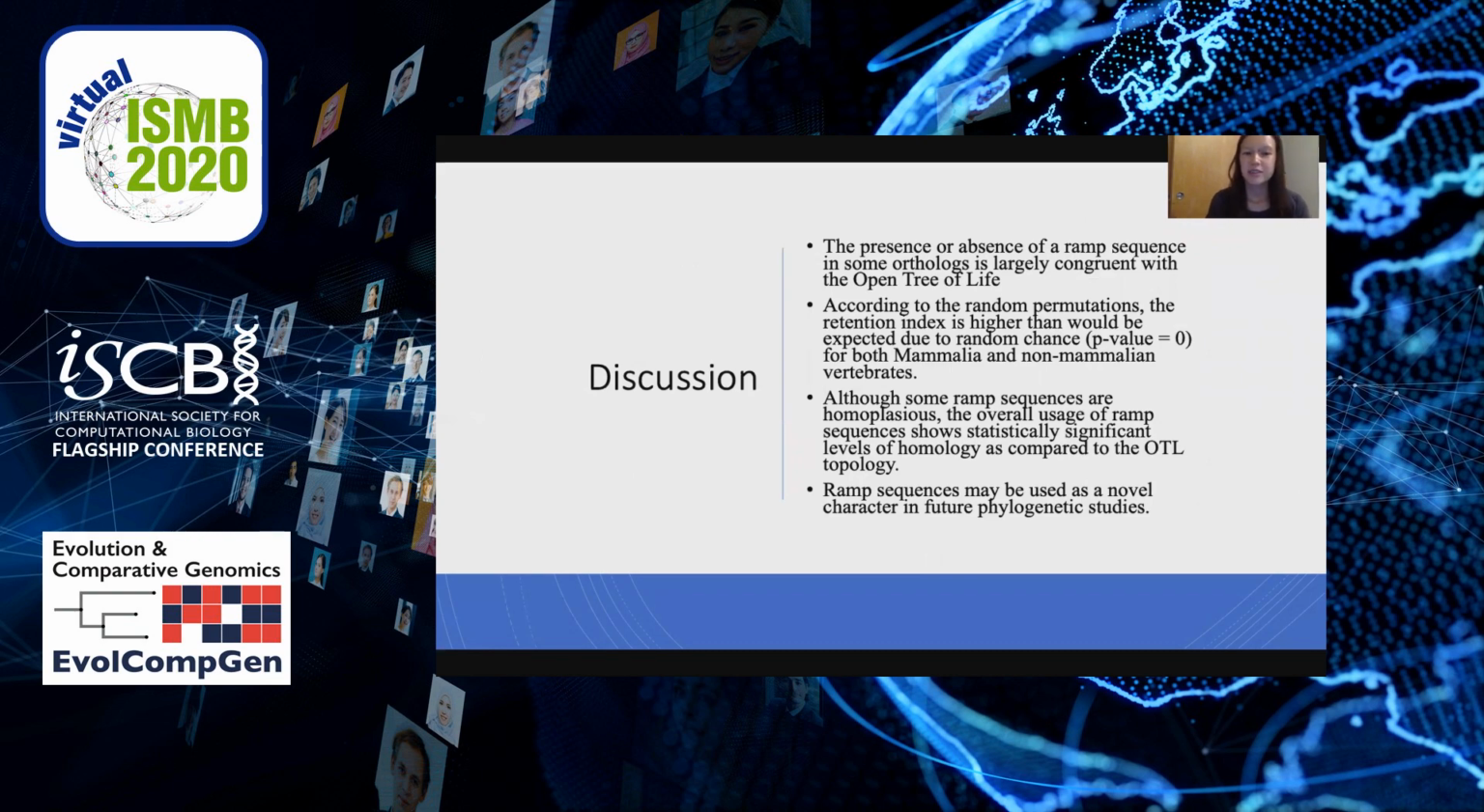Just to conclude, we learned in this project that the presence or absence of a ramp sequence in many orthologs contains enough phylogenetic information to recover many species relationships in the open tree of life. And we also learned that the retention index is higher than would be expected due to random chance.